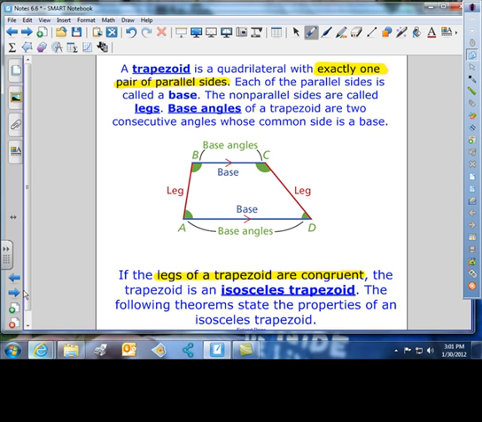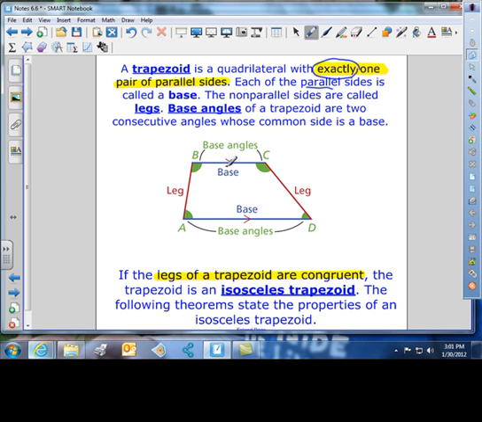You've studied trapezoids before. One of my favorite shapes, I just like the name, is a quadrilateral with exactly, no more, no less, one pair of parallel sides. Each of the parallel sides is called a base. All right, so you actually have two bases here. This is one, this is two. The non-parallel sides are called the legs. So the parallel sides are called the bases. The non-parallel sides are called the legs.